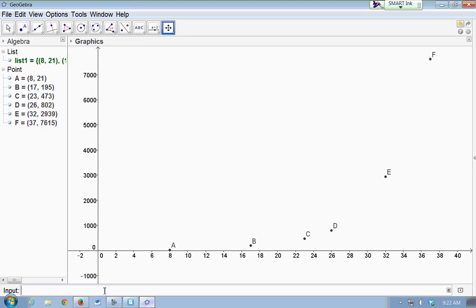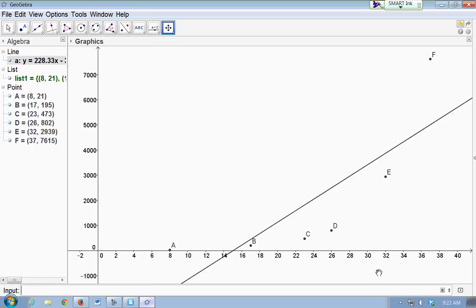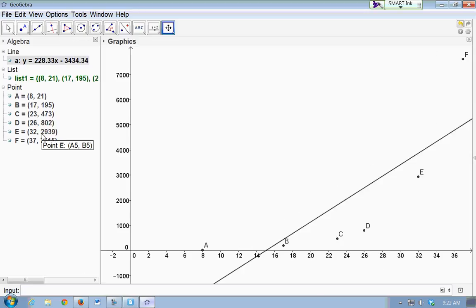All right, so the way I fit a line to my data points is I use the command fit line. As I type fit line, up pops the command fit line, and it tells you what you have to input to that command. And you just have to give the name of the list of points. And my list is named list 1, the default name. So fit line, square bracket, list 1. And we have a line. And the equation of the line is up here in the upper left. So you get 228x minus 3,434.